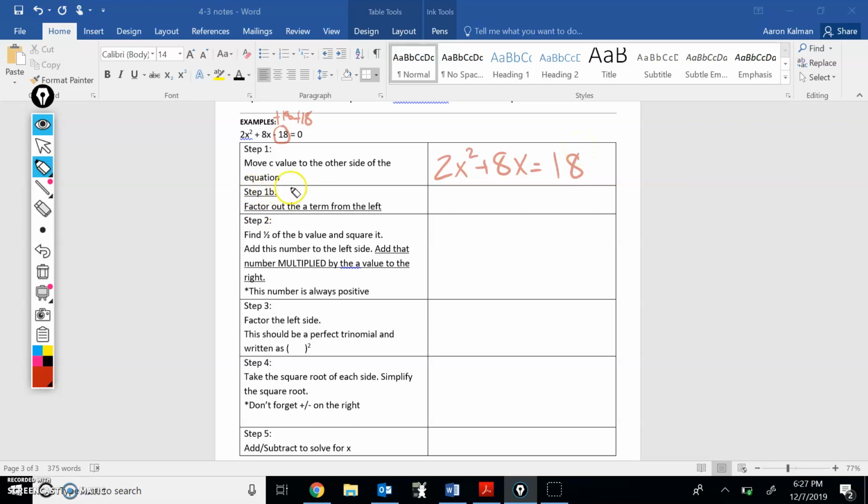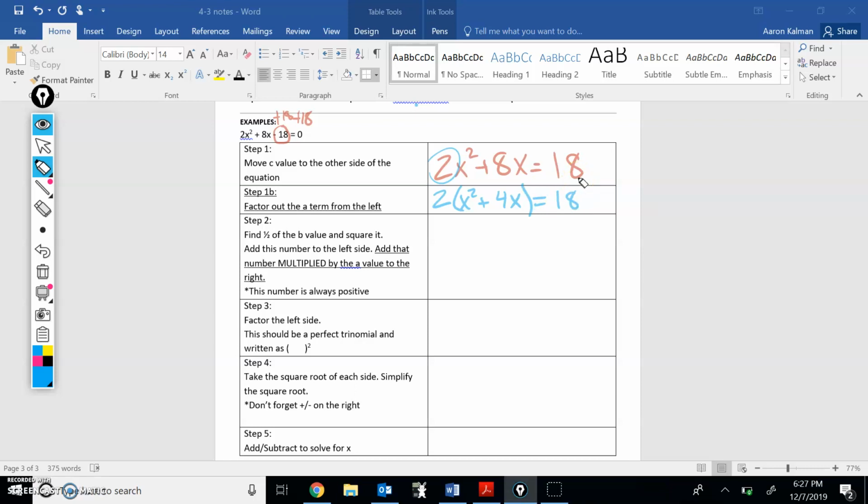Here in what I underlined is a new step. What we're going to do is factor out the a term from the left. Here's the a term here. Factoring out a 2 leaves us with x squared plus 4x on the left, and on the right is still 18.